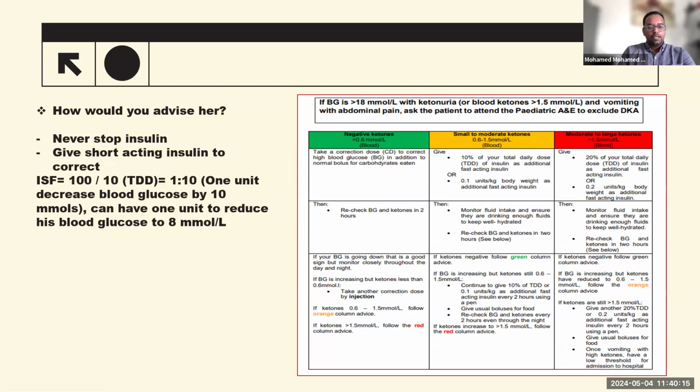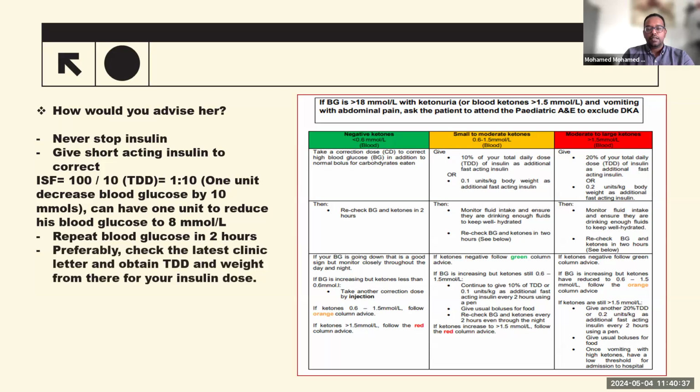So give him the short-acting insulin to correct. His ISF is 100 divided by the total daily dose, which is 10. That's his ISF ratio: 1 unit decreases glucose by 10. So I would give him the correction dose and repeat the blood glucose in 2 hours.